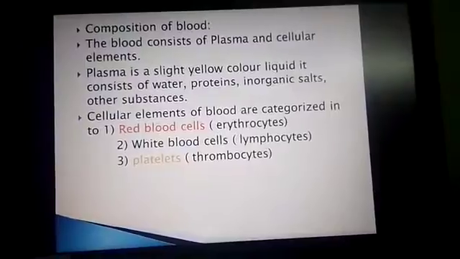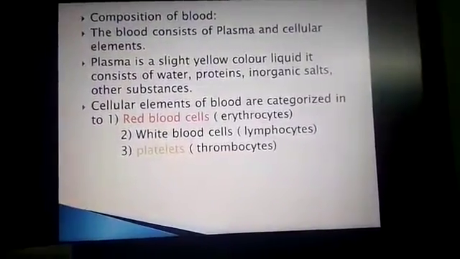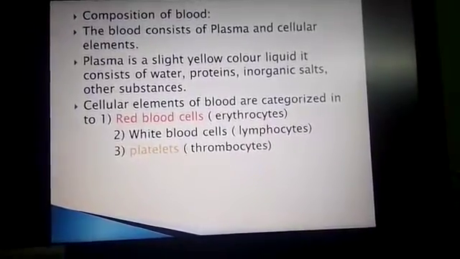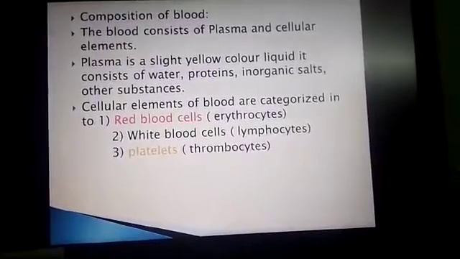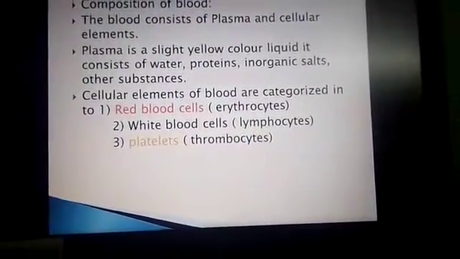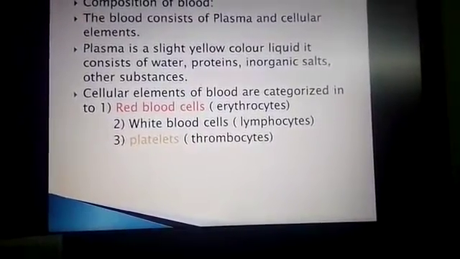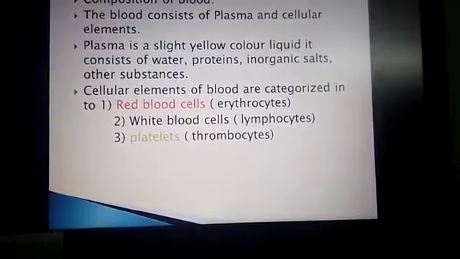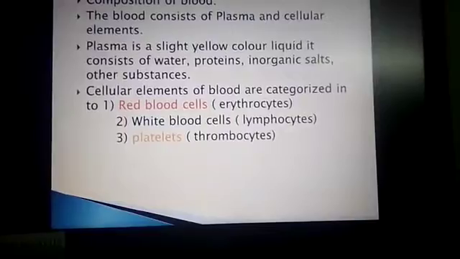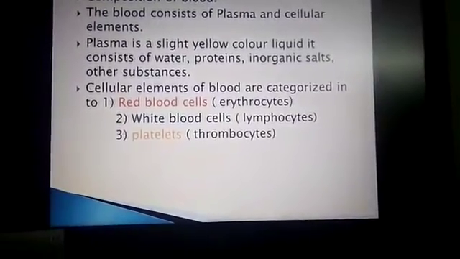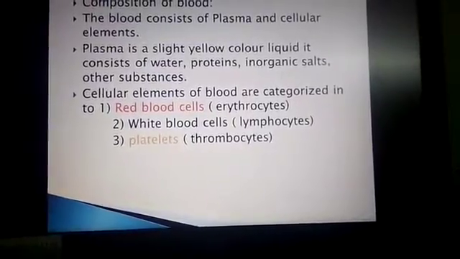Next, composition of blood. What is the composition of blood? Blood consists of plasma and cellular elements. Plasma is a slight yellow colored liquid. It consists of water, proteins, inorganic salts and other substances. Cellular elements of blood are categorized into red blood cells, white blood cells and platelets. Red blood cells are also called erythrocytes. White blood cells are also called lymphocytes. Platelets are called thrombocytes.